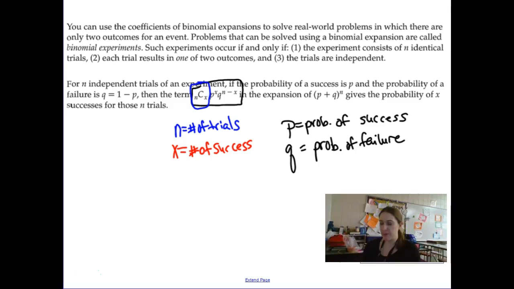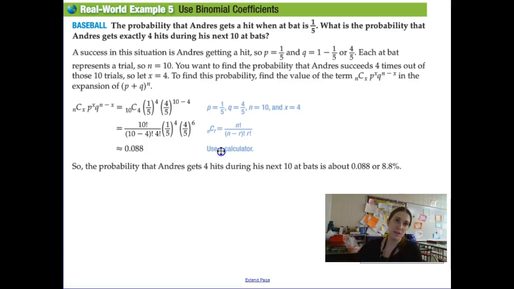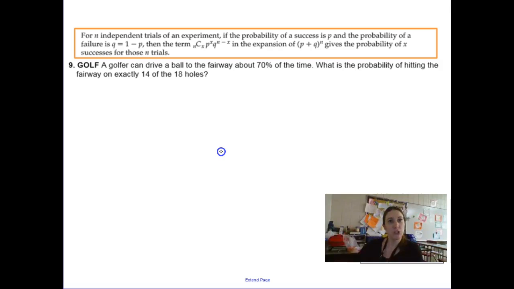Again, remember these probabilities only have two outcomes. So if it's a 70% chance of success, that means there's a 30% chance of failure. That N and X show up a few times in the formula here. The first problem that we're going to do is the golf problem. I'm going to show you using that combination formula, and then I will show you on the calculator.